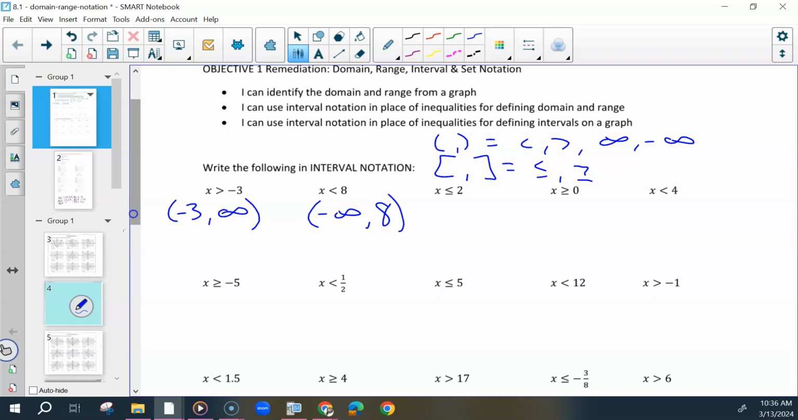The next one has equal to in it, but it's facing the same direction as the last one. So where would this start? Negative infinity. That one's going to be a parenthesis. Infinities, negative infinities, are always parentheses. But it ends at 2, and that's going to be a square bracket.